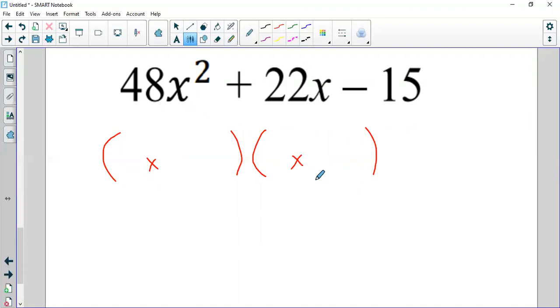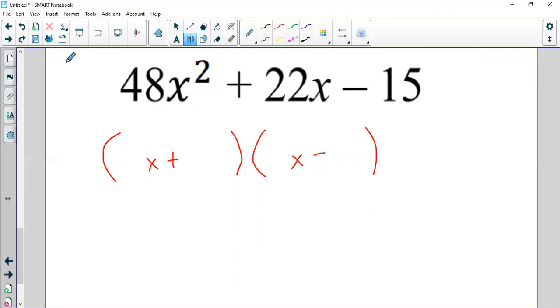So I'm going to fill in my x and my x. I know that my negative c term means I'm going to have opposite signs in the parentheses. One will be a plus, one will be a minus. And as you saw before, you can always reverse them if you need to at the end. I just put plus first, minus second. It's just what I do.